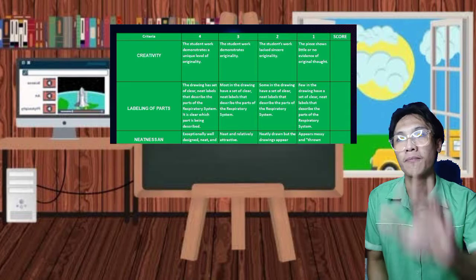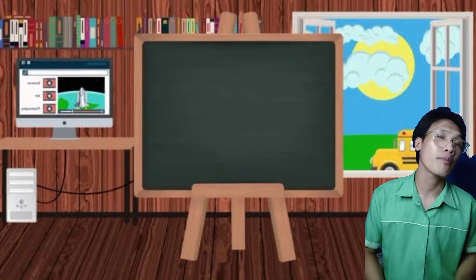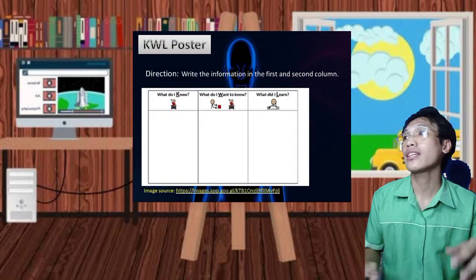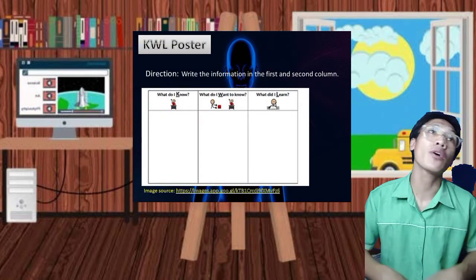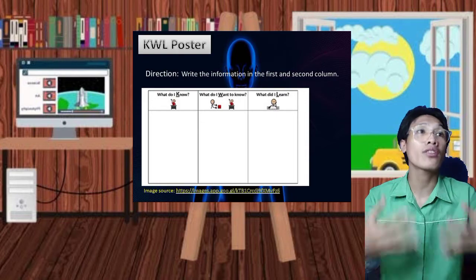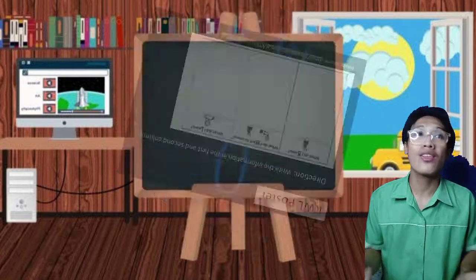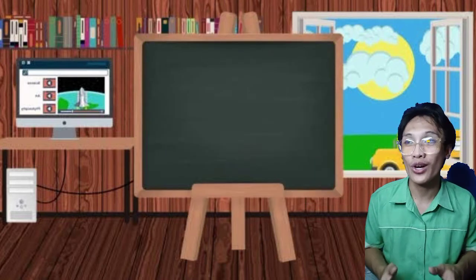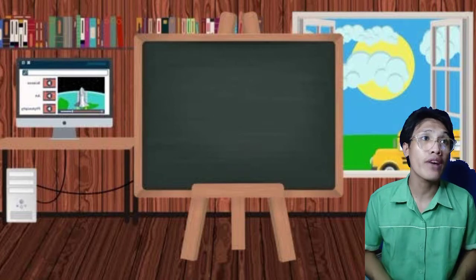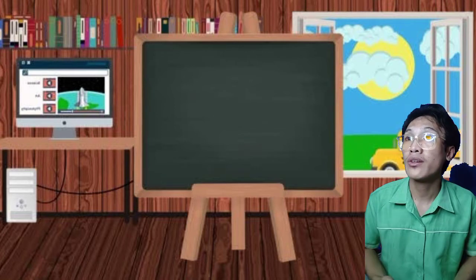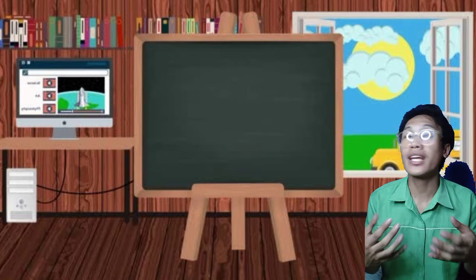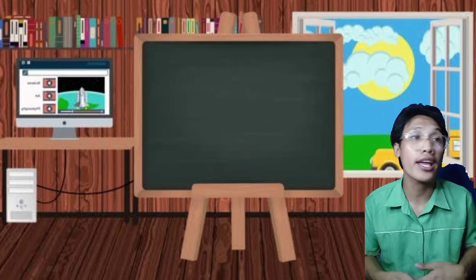I will not expand on this anymore. Also, in the display poster, in the 3rd column, you can now write what you have learned throughout this lesson. So I think that's all. I will wait for your output until tomorrow 5 p.m., and after you finish it, you can send it to my email.